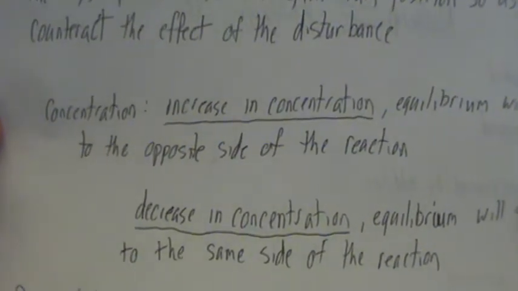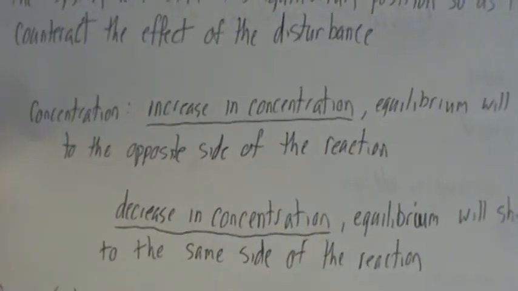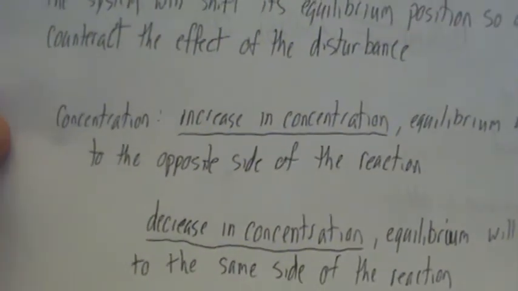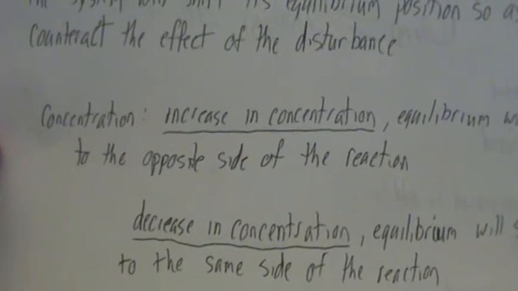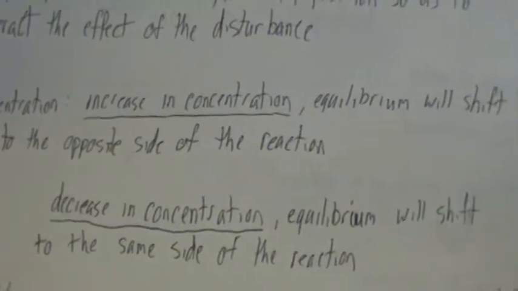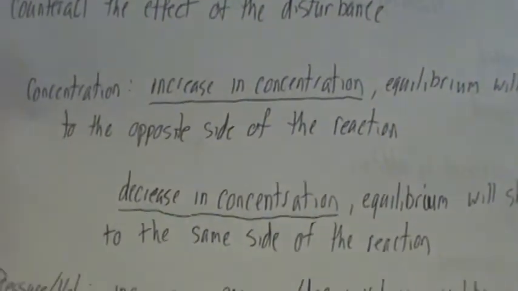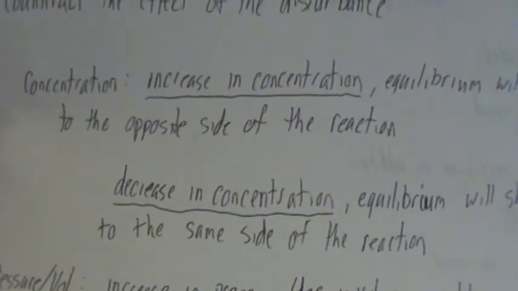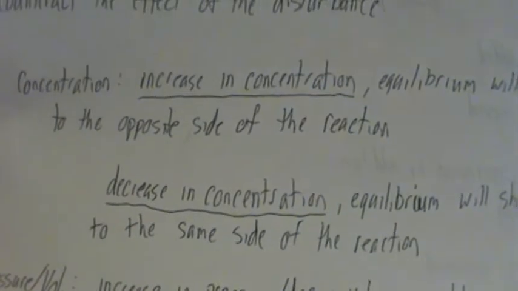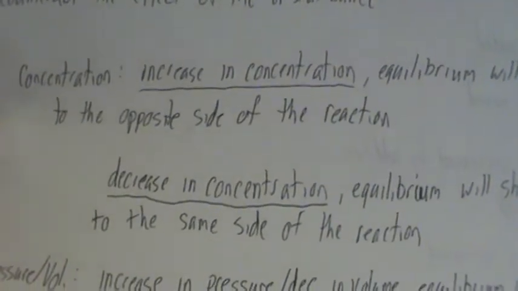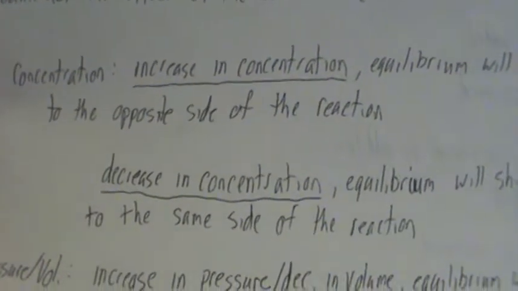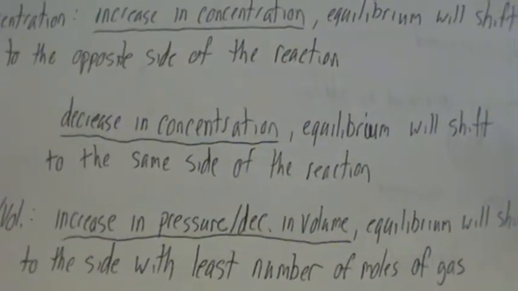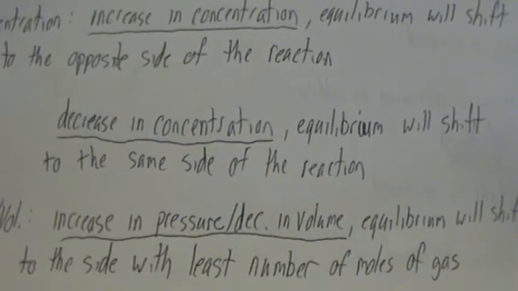So if we look at those different things that we can change, temperature, pressure, concentration. If you look at concentration, if we increase the concentration, equilibrium will shift to the opposite side of the reaction. Now what I did was I went ahead and wrote down all the information. Then we're going to look at an example of a Le Chatelier's principle problem and see which way it's going to go. If we have a decrease in concentration, equilibrium will shift to the same side of the reaction.